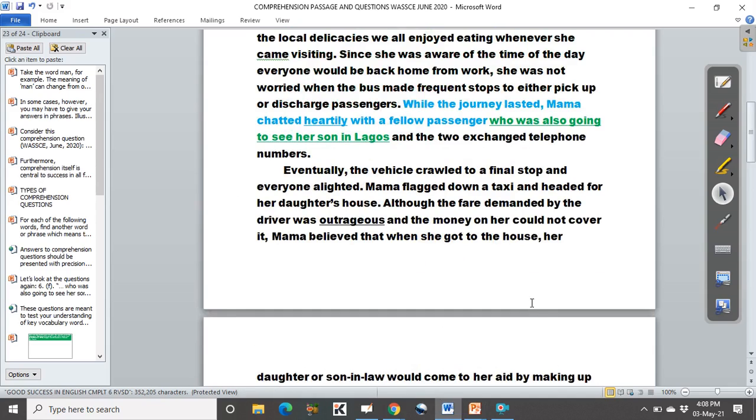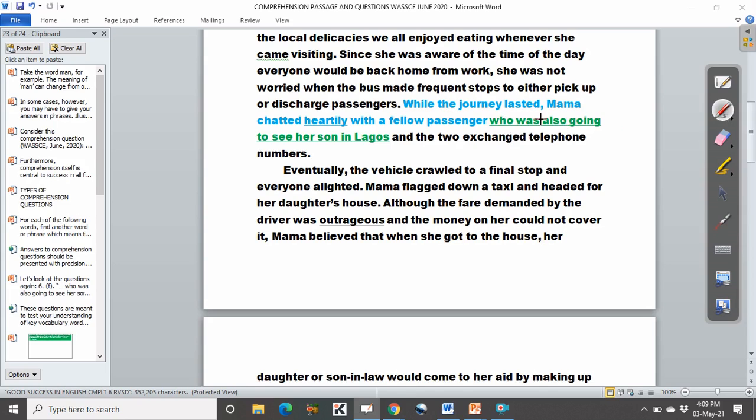You can see that this is where it was taken from, this sentence. While the journey lasted, Mama chatted heartily with a fellow passenger who was also going to see her son in Lagos. So this underlined expression was taken directly from here: who was also going to see her son in Lagos. And the first question is, what is the grammatical name given to this expression?